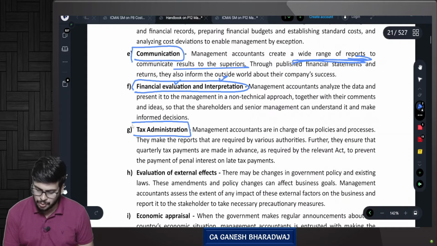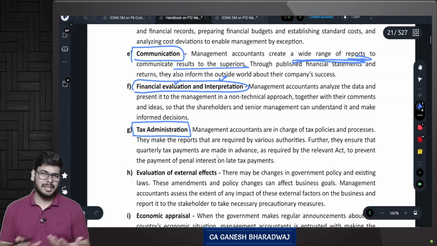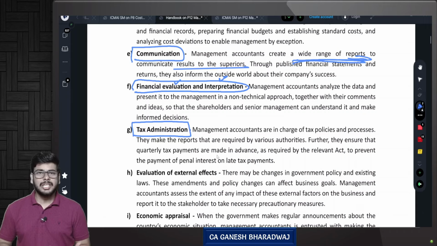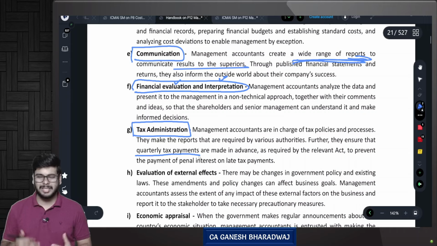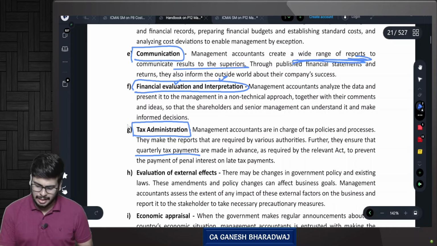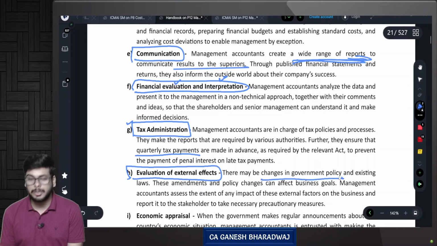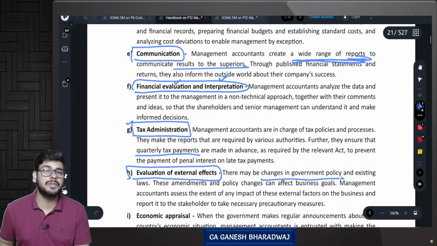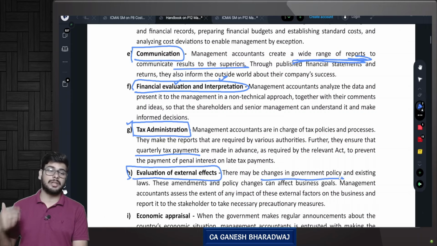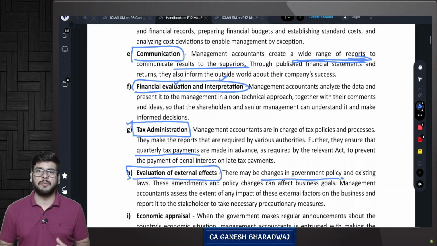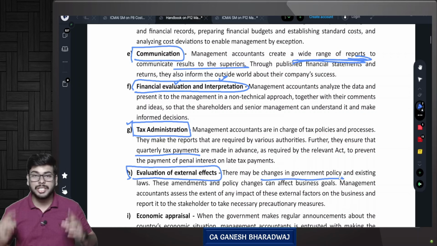Tax administration, of course, has a broader scope. Even the financial accountants do this basically. So paying monthly TDS or quarterly advance tax payments. Look at this, quarterly tax payments made in advance. So adhering to the tax laws is not necessarily always done by a management accountant. Even a financial accountant or a normal accountant can also do it. Then evaluation of external effects. If there is a change in government policy, suppose a lockdown was planned for 1 month and they have reduced that 1 month lockdown to 15 days. Immediately, with the change in government policy, you need to rework and arrive at a new decision based on the effective change right now. Correct. So all these things, you need to keep your ears and eyes open throughout, wherever you go.